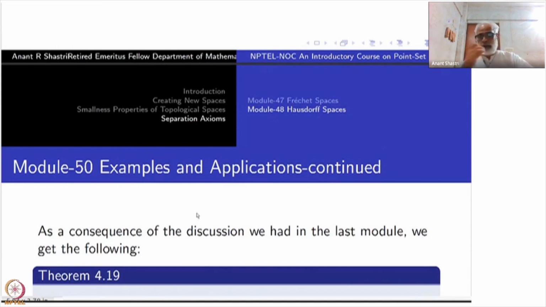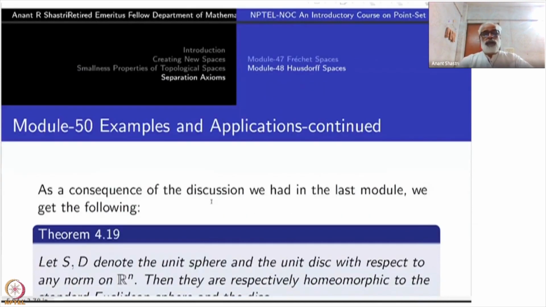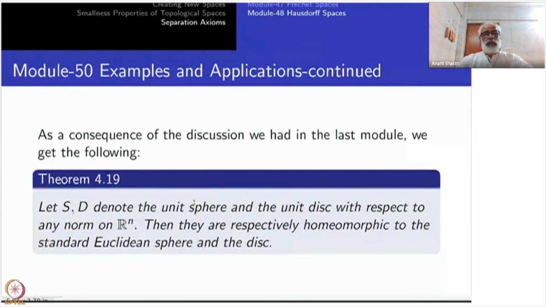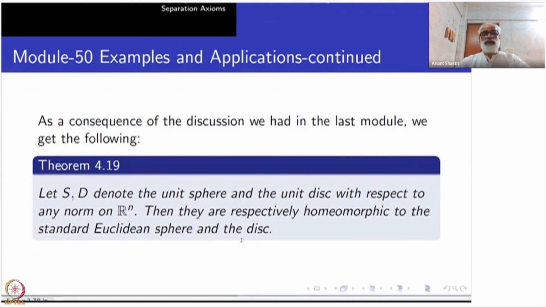As a consequence of the discussions last time, we also get the following theorem. Let S and D denote the unit sphere and the unit disk respectively with any norm on Rn. Remember, if the norm we have taken is the L2 norm, then I have special notations for this. This is the general notation for any norm on Rn. Then S and D are respectively homeomorphic to the standard Euclidean sphere and the standard disk. So this is a consequence of our discussion last time.